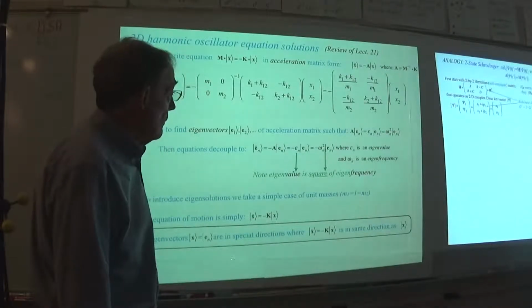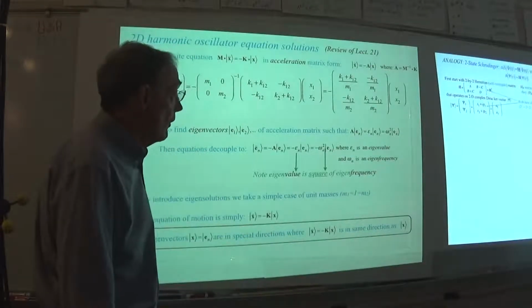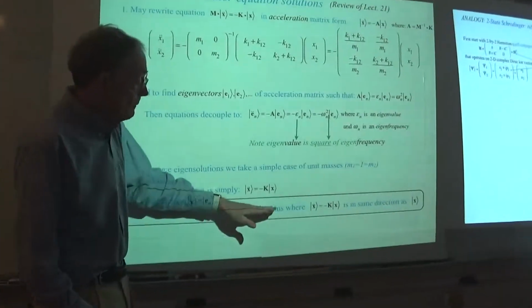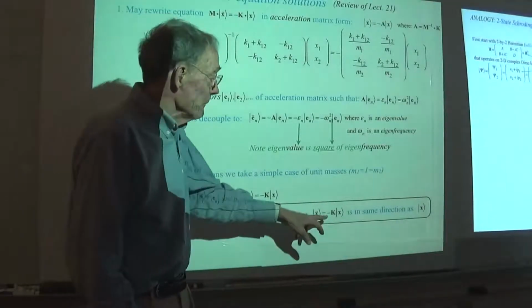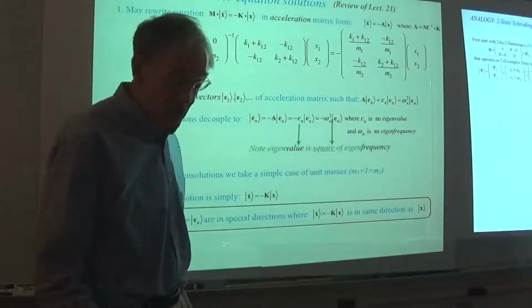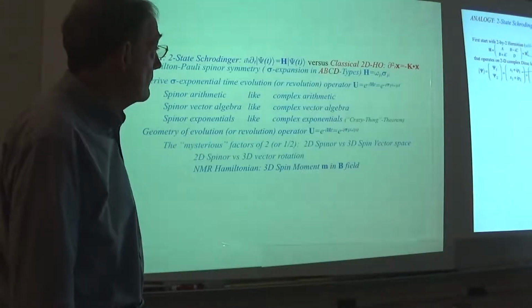And what we looked for and talked about in the last lecture were those very special directions where K times x is in the same direction as x in whatever space you're dealing with. In other words, the eigenvectors.